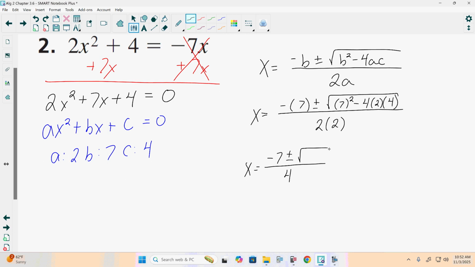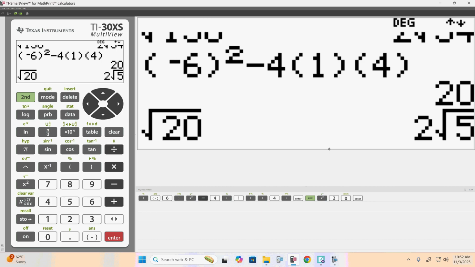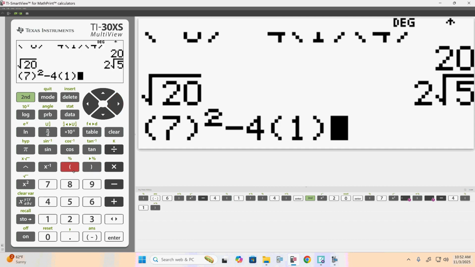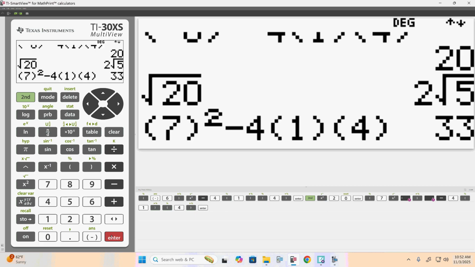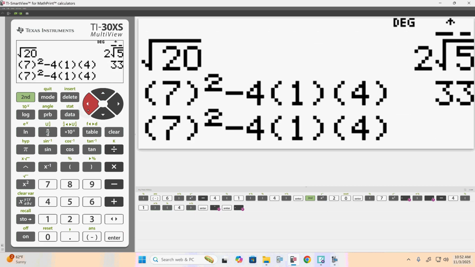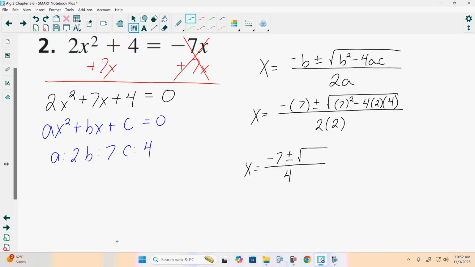So our 7 squared minus 4 times 2 times 4. So we can grab the calculator and say parentheses 7. We get to close that parenthesis. 7 squared minus 4 times 2 times 4 is, thank you, it is indeed 17. Telling us that the correct number inside the radical is 17.